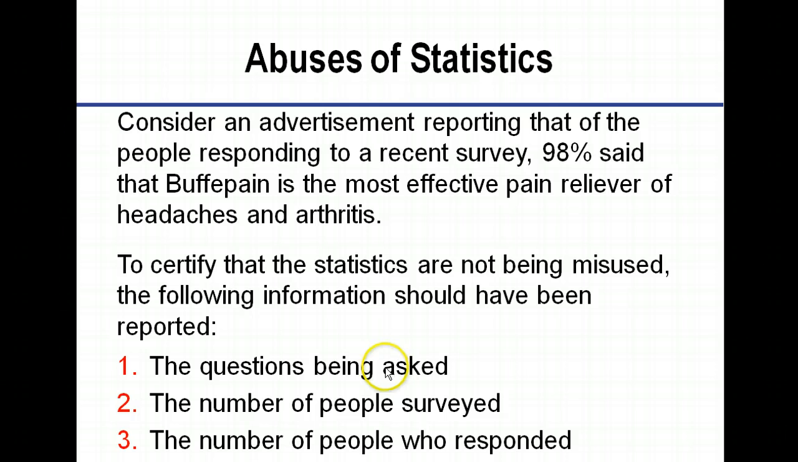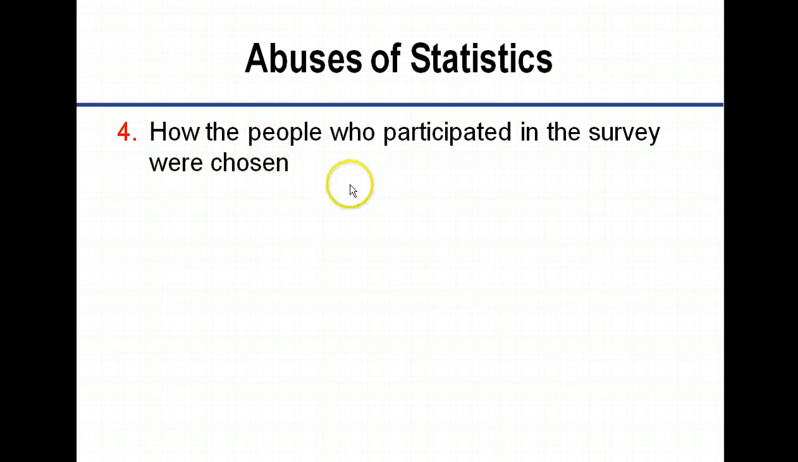The number of people who responded is also important because asking 3 people doesn't mean that 3 people answered. Asking 1,000 people doesn't mean 1,000 people answered. So even just saying the number of people surveyed wouldn't be enough. We need to know who actually responded to the survey. Also, how the people who participated in the survey were chosen. That's definitely important because we need to know if the sample of people that did the survey was biased or not biased. That can have an effect on what that 98% means.